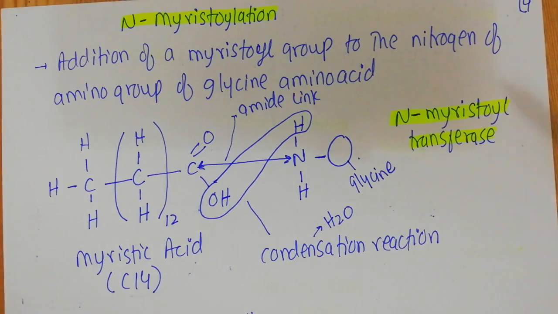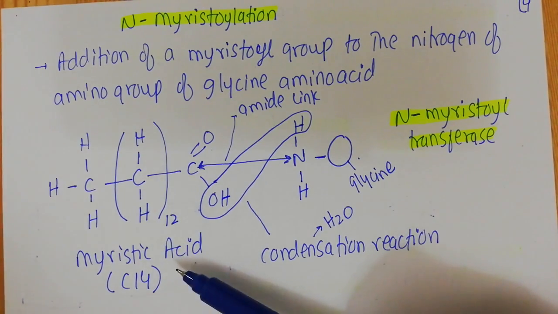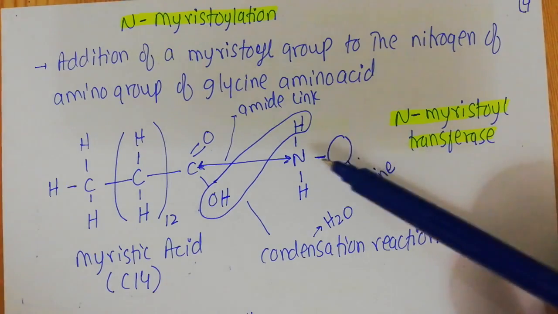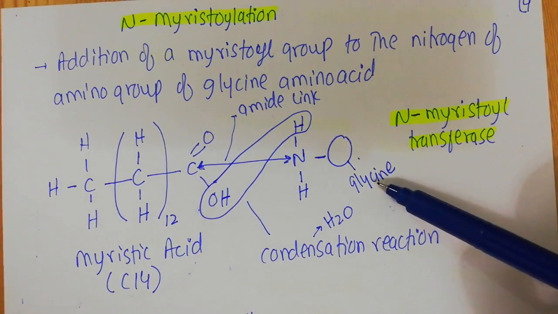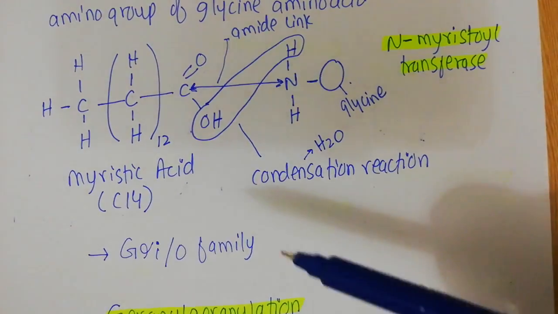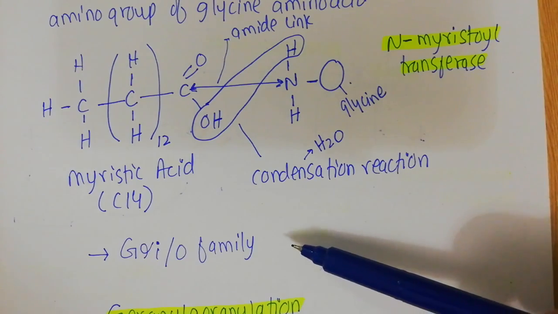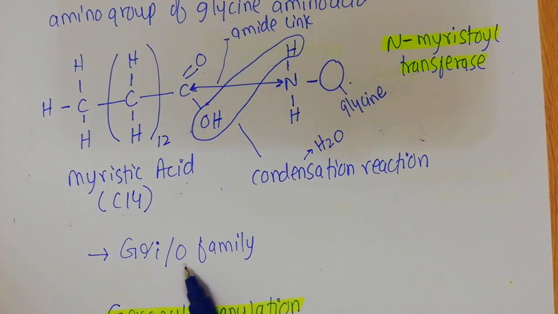Now, how is this achieved? During this process, the enzyme N-myristoyl transferase utilizes myristic acid, and it attaches the myristoyl group from this myristic acid to the nitrogen of the glycine amino acid. One thing I want to clarify here is that this N-myristoylation happens in the alpha subunits of a special family of alpha subunit, which is known as the G-alpha-I family. So this is a special family of the alpha subunit.